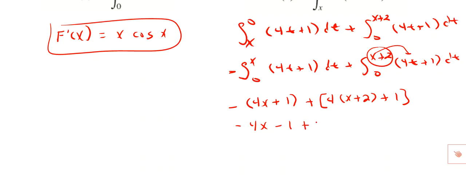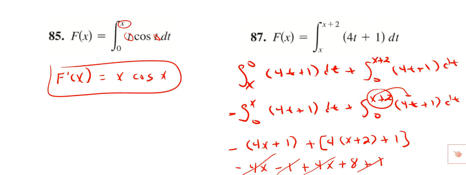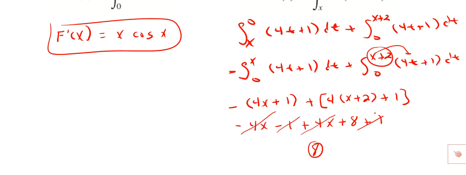Distribute the 4 here, so plus 4x plus 8, and then plus 1. Now, once I simplify these, the negative 4x will cancel with the positive 4x. The negative 1 will cancel with the positive 1. I'm just left with 8. So in other words, the derivative of the antiderivative of 4t plus 1 dt from x to x plus 2 is equal to 8. All righty. Thank you.